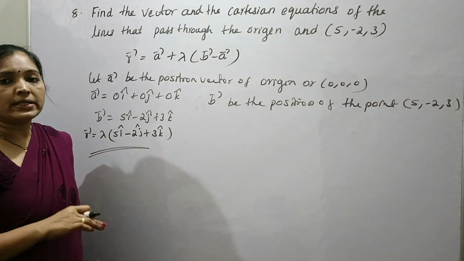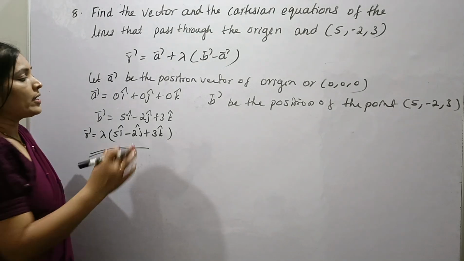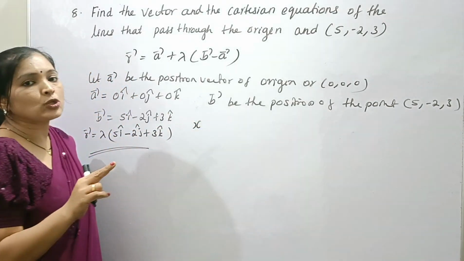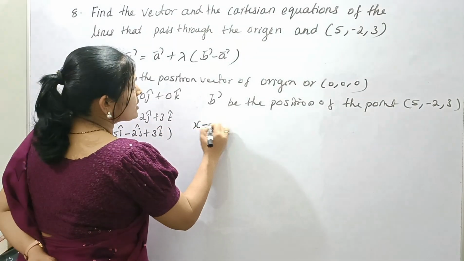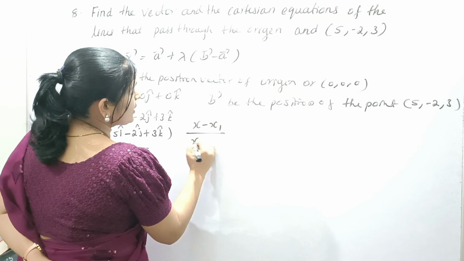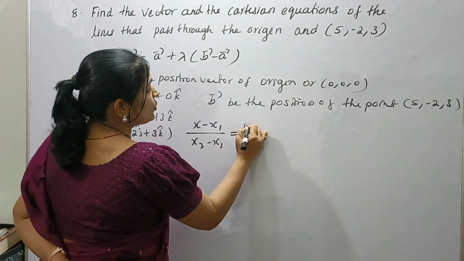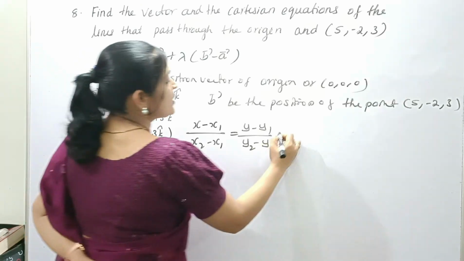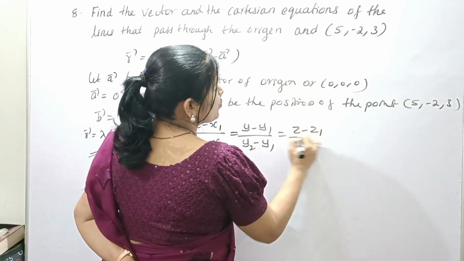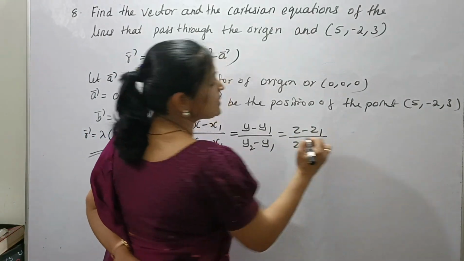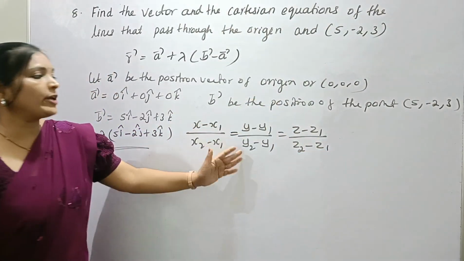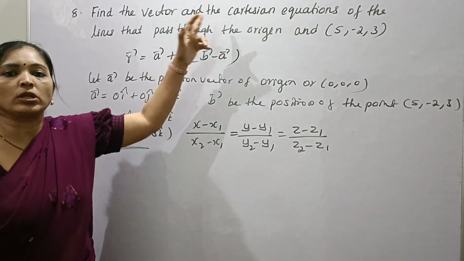Next, we have to write it in Cartesian form. What is the equation? The Cartesian equation of the line when 2 points on the line are given is (x - x1)/(x2 - x1) = (y - y1)/(y2 - y1) = (z - z1)/(z2 - z1), where (x1, y1, z1) and (x2, y2, z2) are the 2 points on the line.